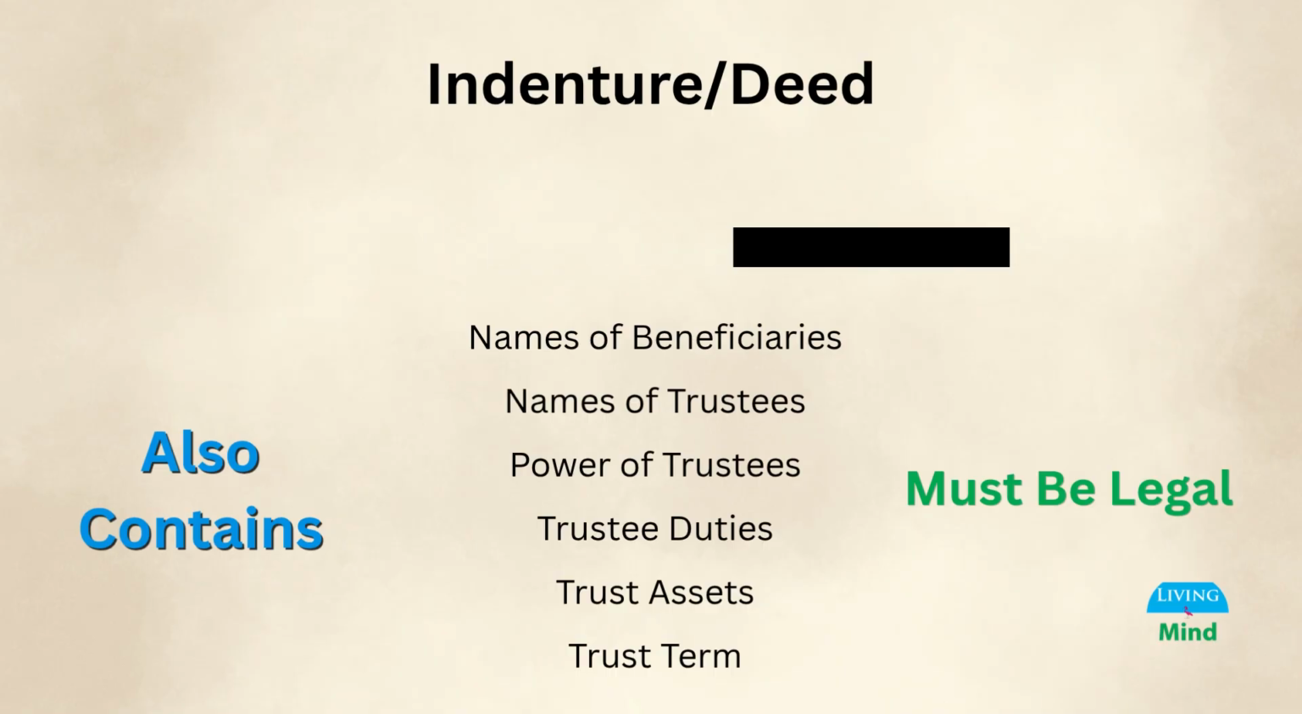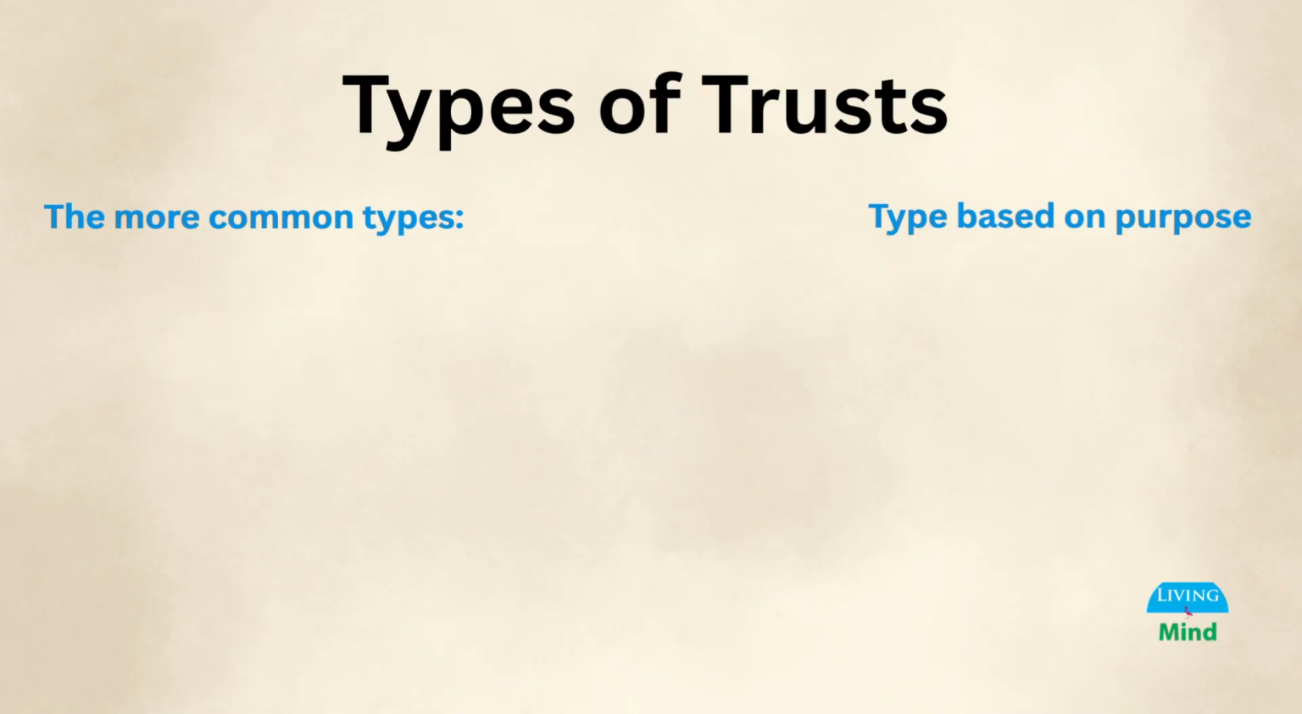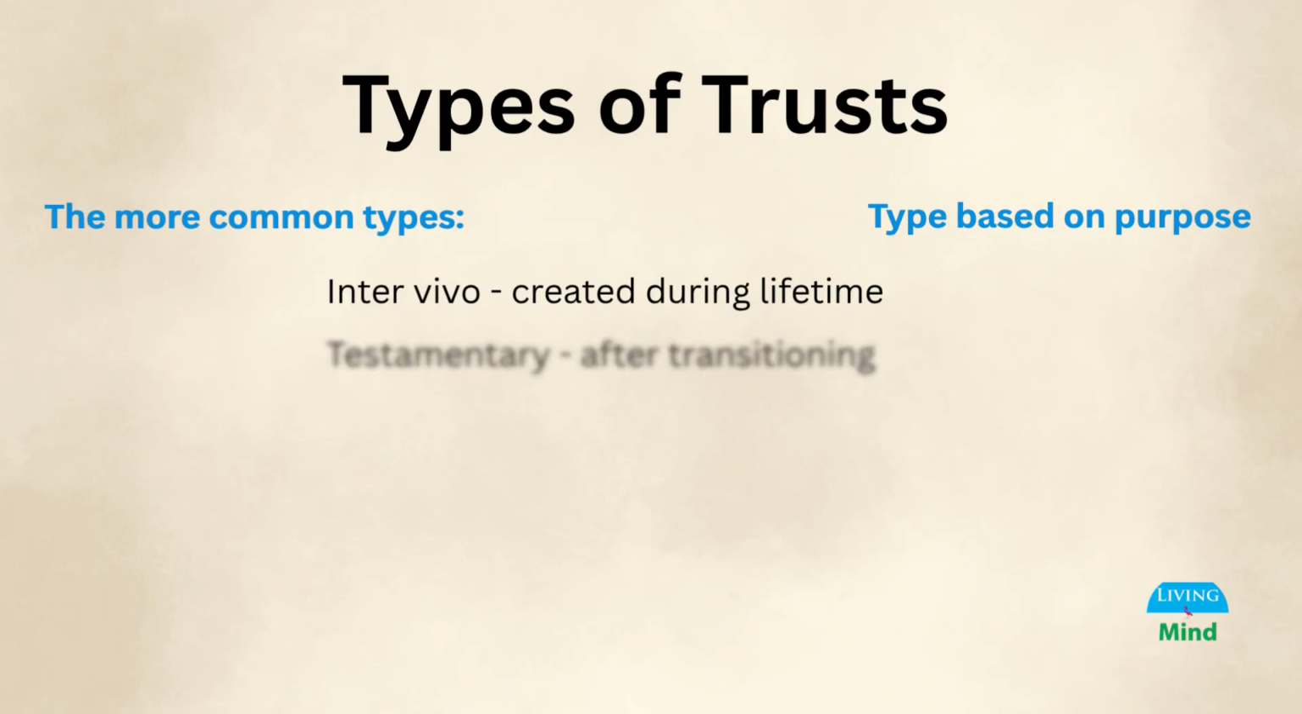Now, you may have heard that there are many types of trusts, and that is true. But we can break them down into general categories. It's either a trust that's created in your lifetime, or it's a trust that is created after you pass, or comes into being after you pass, after you transition this lifetime.